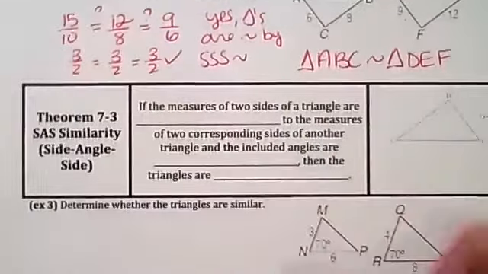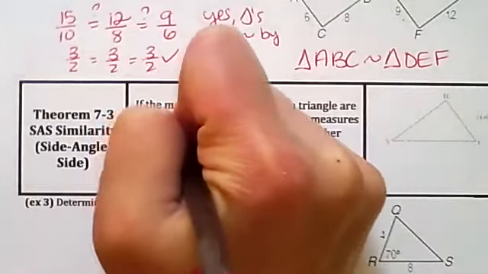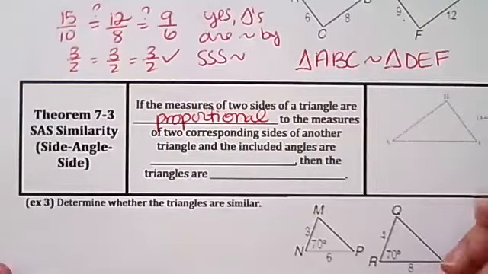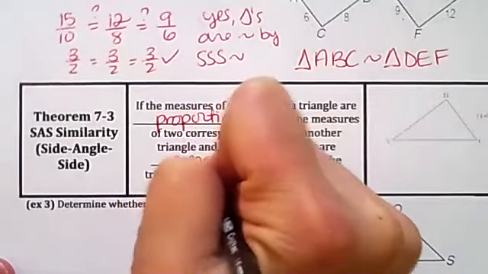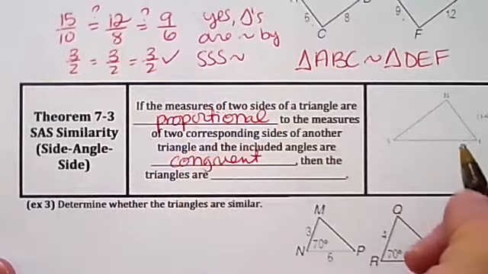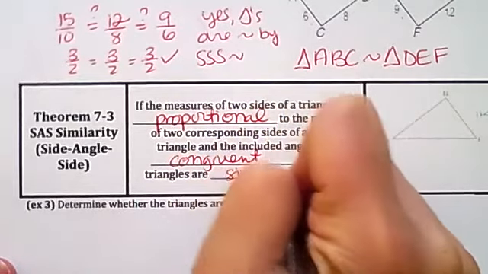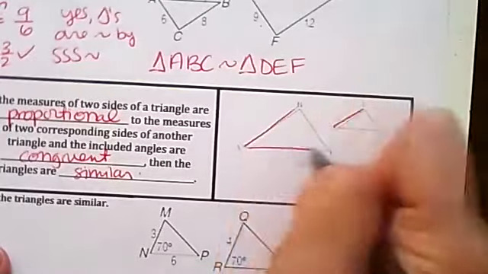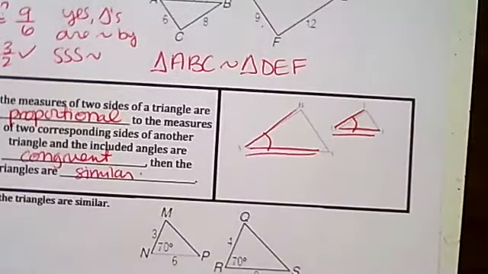Okay, the last shortcut that works is called side angle side similarity. And so this one says if the measures of two sides of a triangle are proportional. So this one has two pairs of proportional sides. And the included angles are congruent. So remember what an included angle is, just like side angle side with congruency, then the triangles are similar. So this one would have to look like, you'd have to put like this over this over this, and then these included angles would also have to be congruent. That's what side angle side would look like.